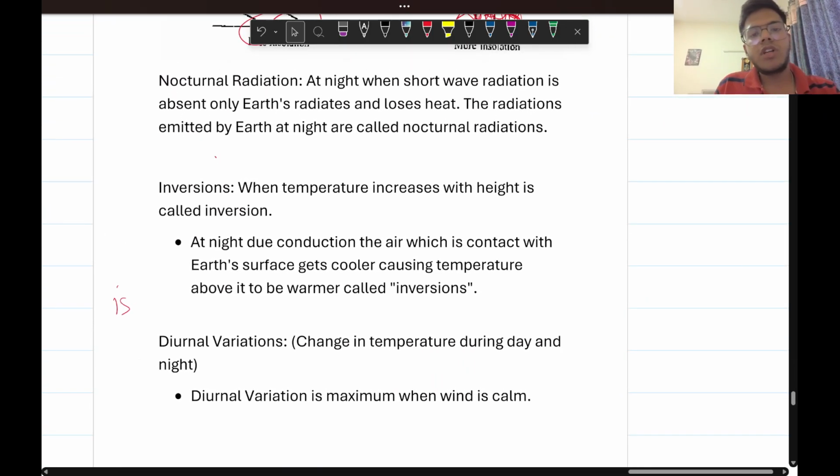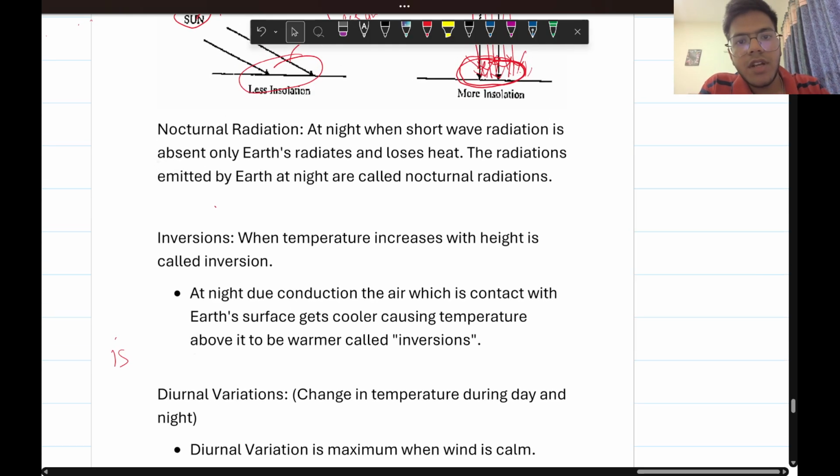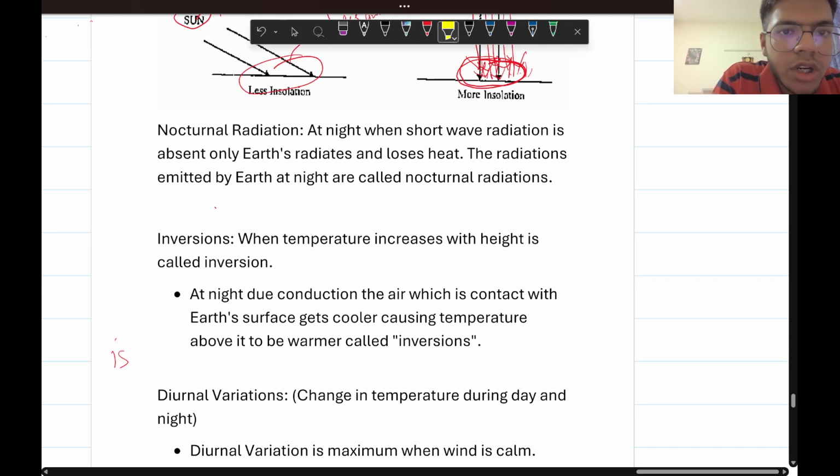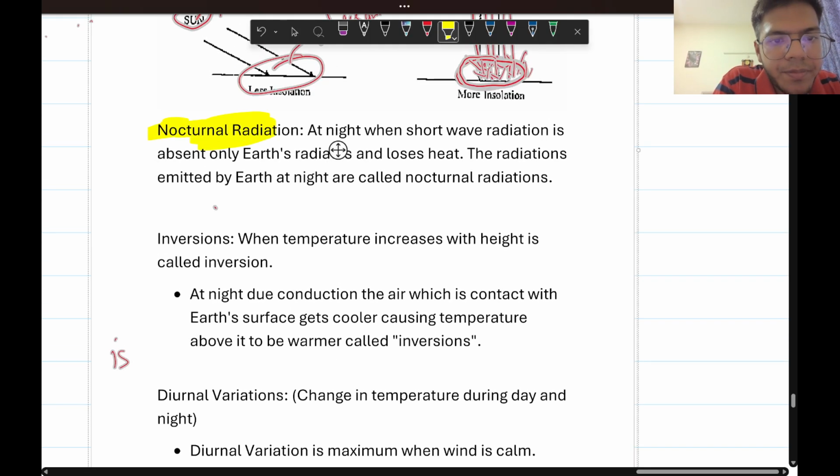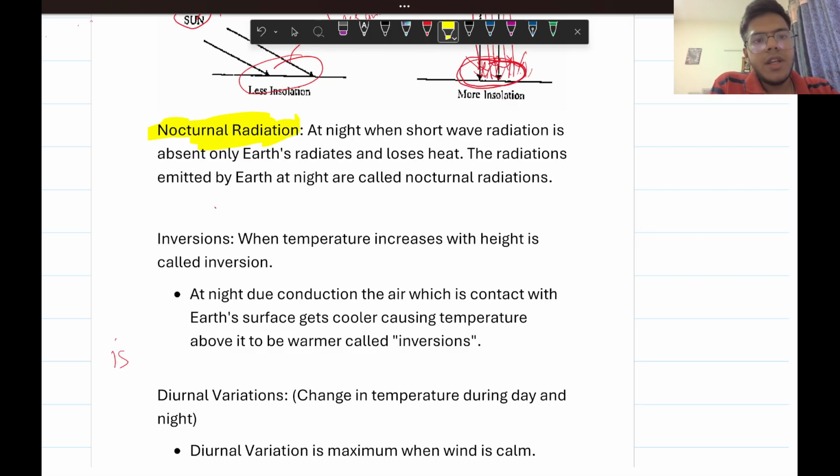Now guys, we'll see nocturnal radiation. Guys, this is very important from your exam point of view. Nocturnal radiations are very important. Now guys, what happens is in the night there are no solar radiations coming from the sun because the sun is not there at the time of night.